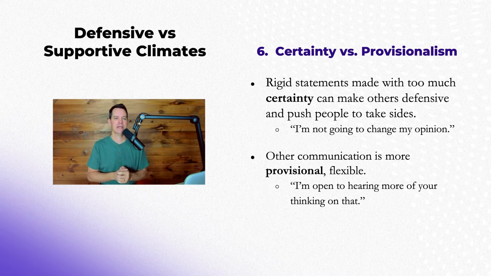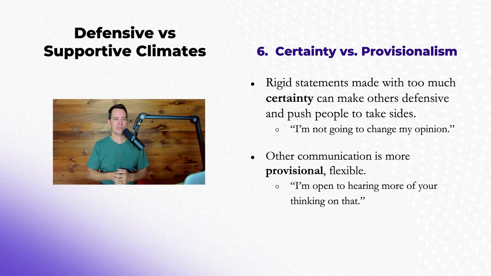And the final pairing, certainty versus provisionalism. It's important to have a point of view. We'll give you that. However, you don't want to sound overly rigid and communicate with too much certainty, because that can come across as if you're trying to push people to take sides on an issue. So I've heard people say things like, I'm not going to change my mind. And that can really, whoa, where are we going with this? It sounds like you're about to have a huge argument. And every once in a while, of course, you have to have a point of view and you have to stick to your guns sometimes. But if this is the norm for a communicator, where they're very certain and overly rigid about everything they say, it's going to create some hostility in the group.